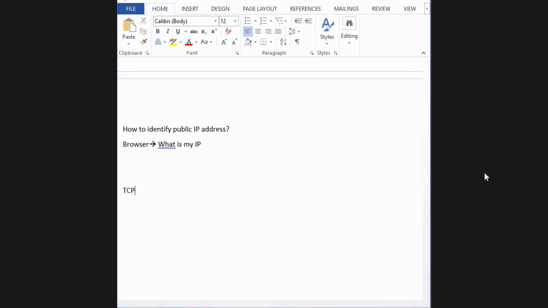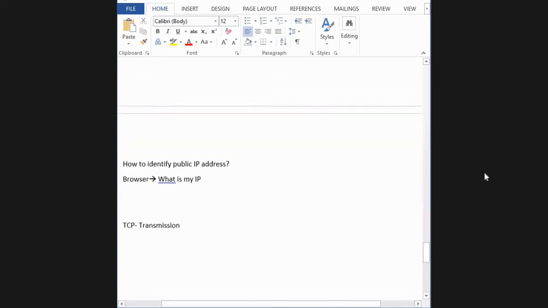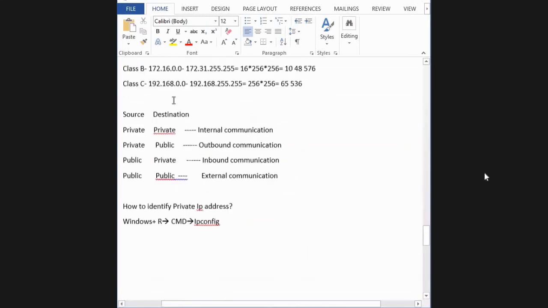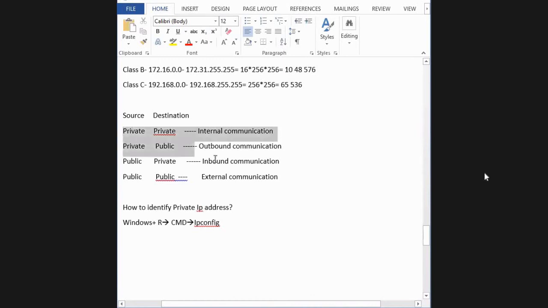Transmission Control Protocol. Okay, TCP. Ma'am, which type of communication is mostly used, ma'am? Internal and outbound or inbound? Okay, so both types of communication are used. These three types mostly. Why?